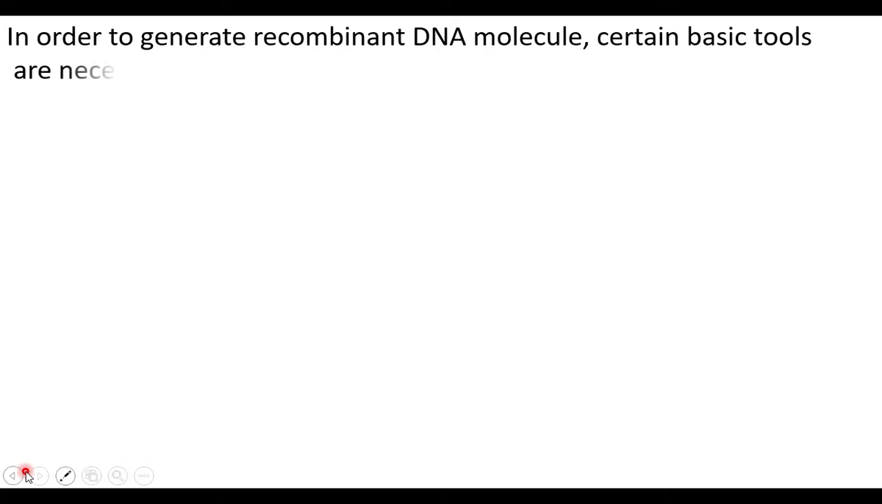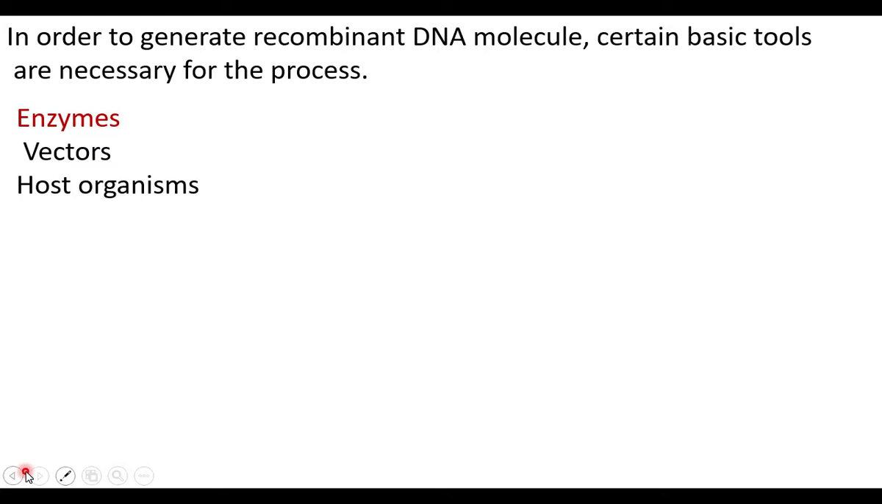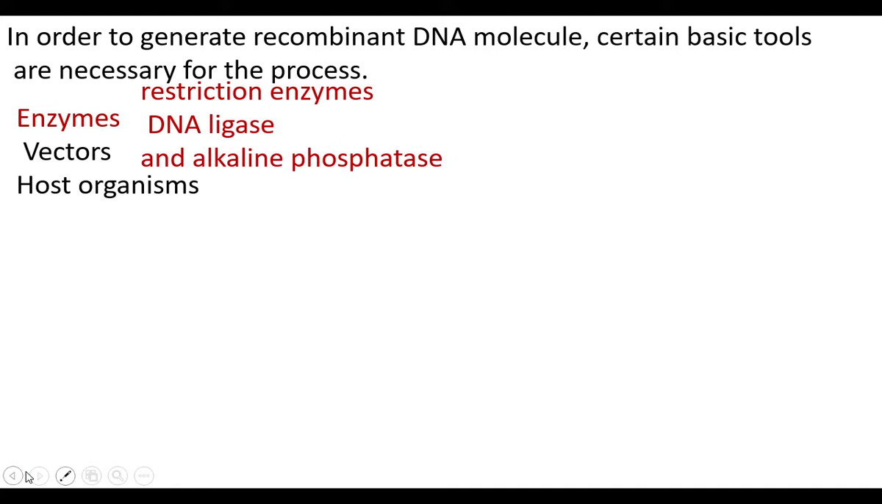In order to generate recombinant DNA molecule, certain basic tools are necessary for the process. These tools used in genetic engineering are enzymes, vectors, host organisms. In this part, we will discuss about enzymes. The enzymes used in recombinant DNA technology are restriction enzymes, DNA ligase, and alkaline phosphatase. Alkaline phosphatase is a DNA modifying enzyme.